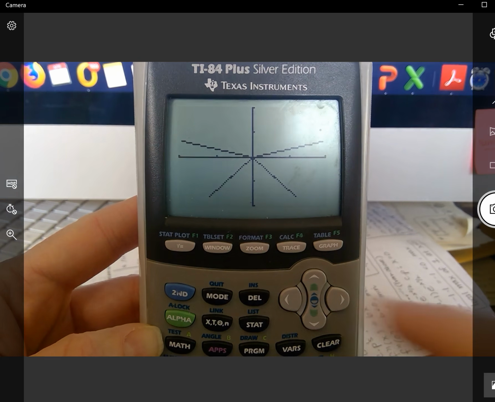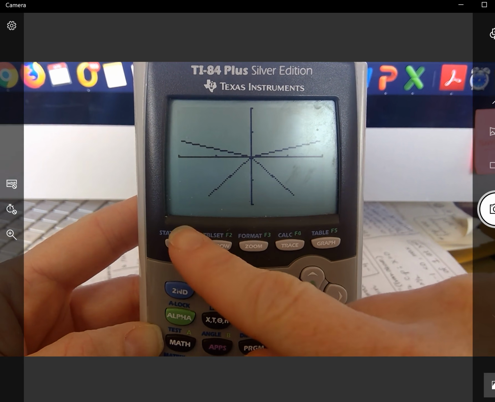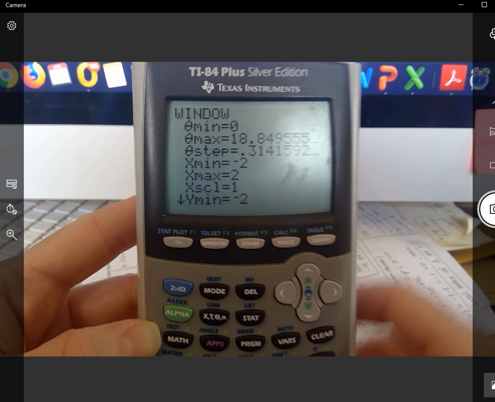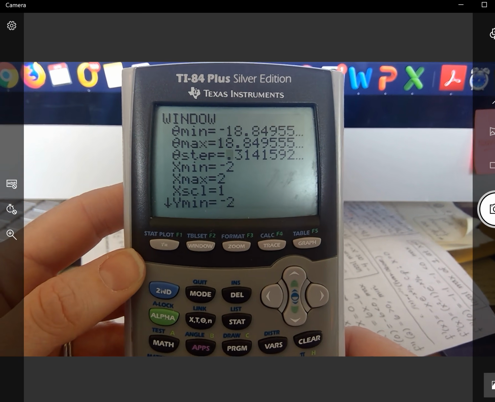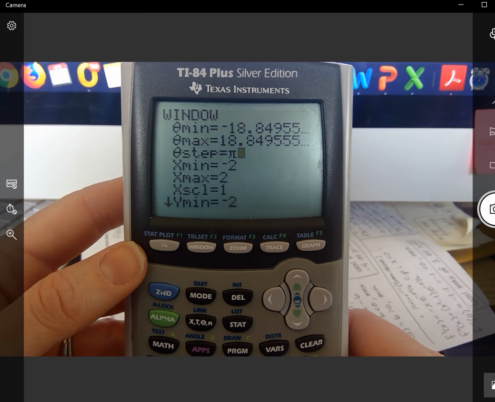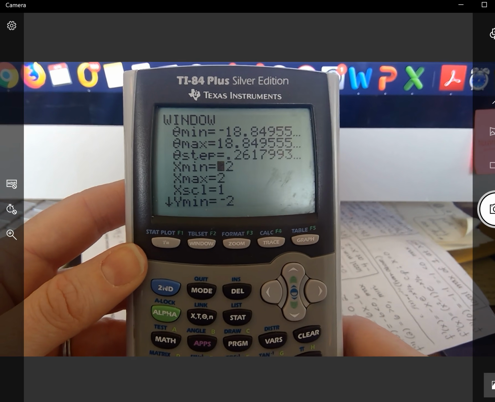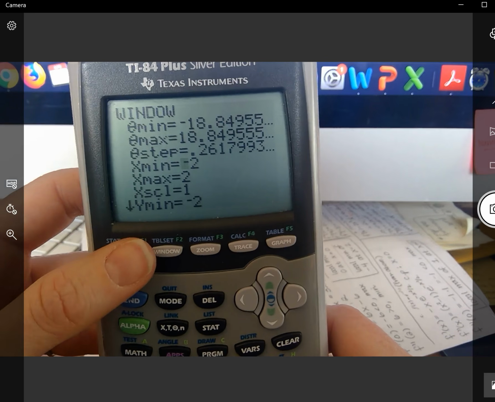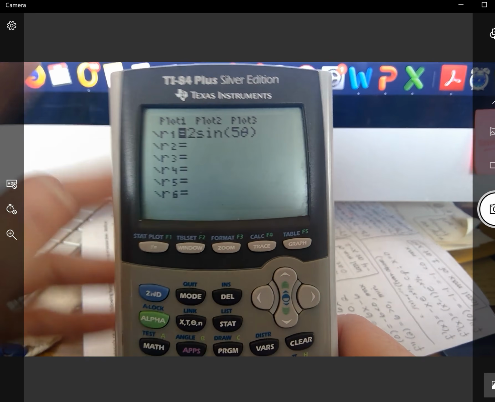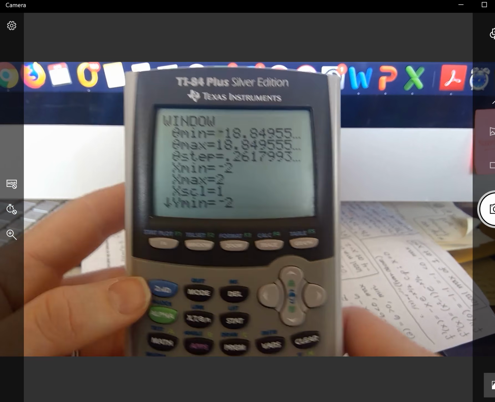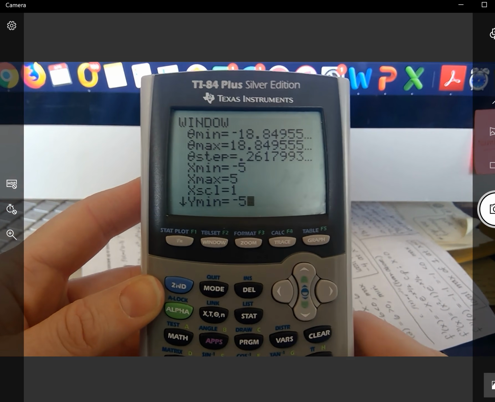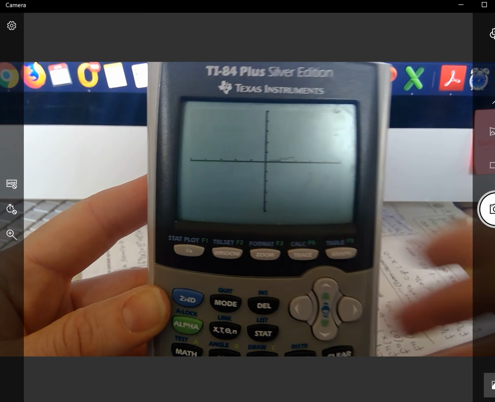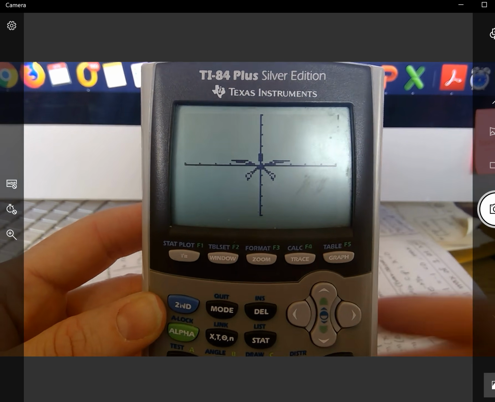That's horrible. So let's set my window a little bit different. Let's go ahead and go from -6 pi to 6 pi. And let's do pi divided by 12. And let's do, what was my function? So I have 2, right? So let's do a window here of maybe -5 to 5, -5 to 5. And let's see what happens. That's a little bit better.